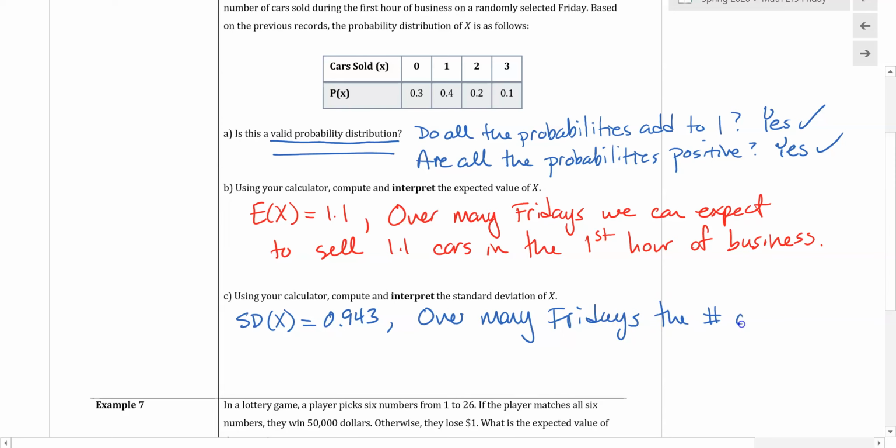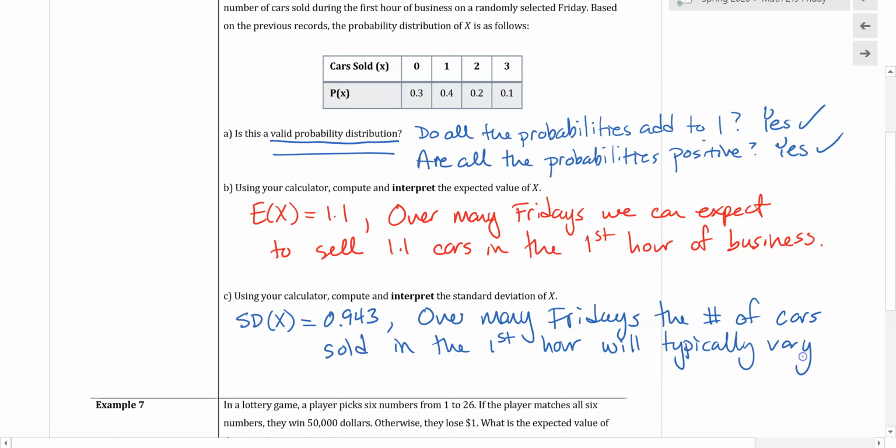The number of cars sold in the first hour will typically vary about 0.94 cars from the 1.1 we expect.